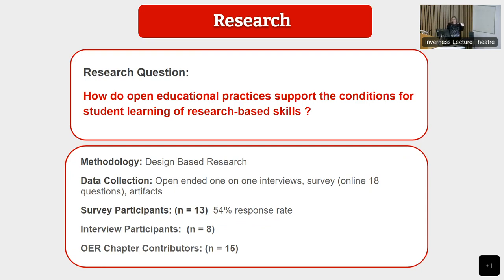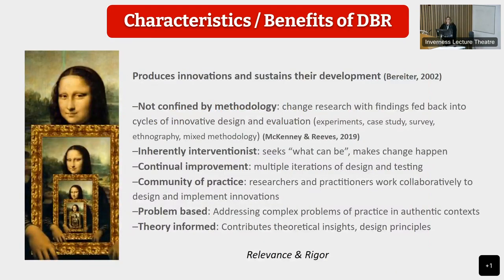There was a survey with 18 online questions, and the students could decide to share the artifacts or not. There were only 13 participants in the survey of 24, so 23 possible. And the interview participants were 8, and the OER chapter contributions were 15. So 15 total chapters of 23 possible from the students. You always had a choice whether you wanted to share your final chapter with your work.